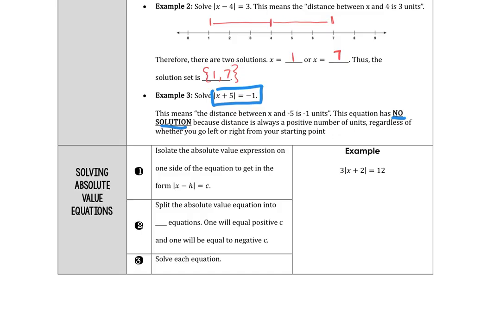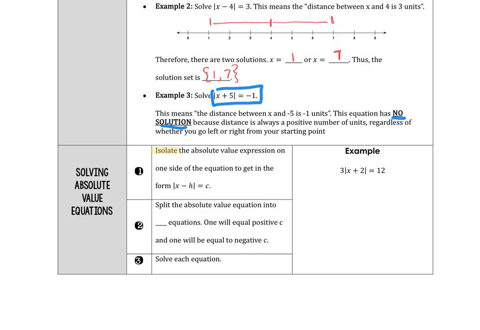When you're solving these equations, the first thing you need to do is isolate the absolute value expression on one side of the equation so that it's in this form, |x - h| = c. So in the example on the right, you will notice that the absolute value part of our equation is not by itself. It has this coefficient. So the first thing we want to do is get rid of this coefficient.